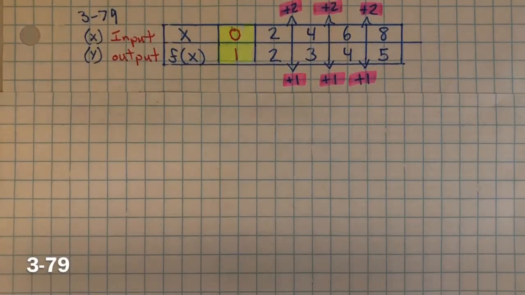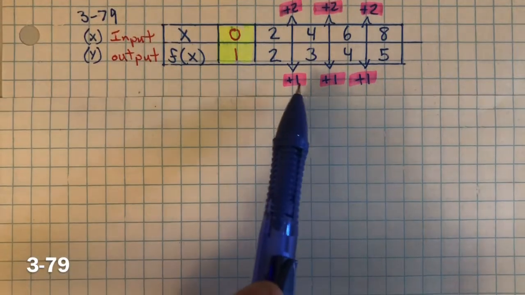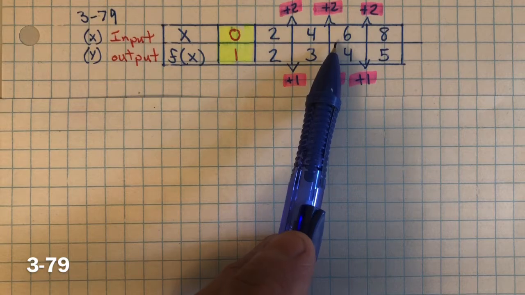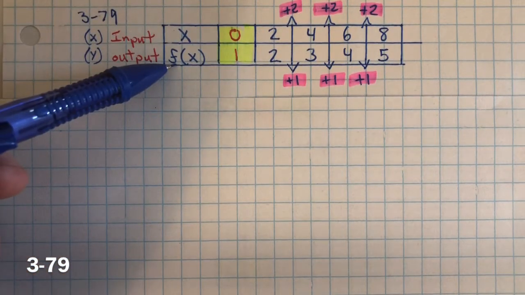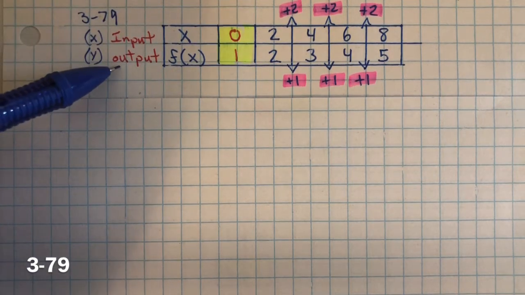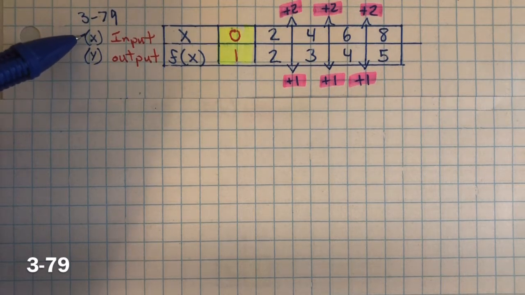For problem 379, we need to write the equation of the line containing the points in the table. So here in the blue, these were the given points for the table. And we have x and f of x, the function of x. X is the input, f of x is the output. Think of the output as the y value, input x value.